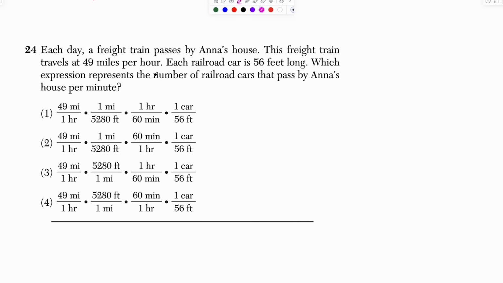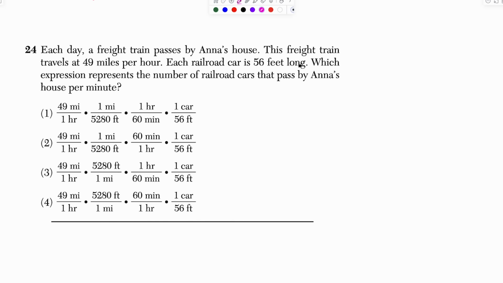Which expression represents the number of railroad cars that pass by Anna's house per minute? For questions like this, they get a little bit tricky to understand what's going on, but there's a nice way to think about them that makes it much simpler.